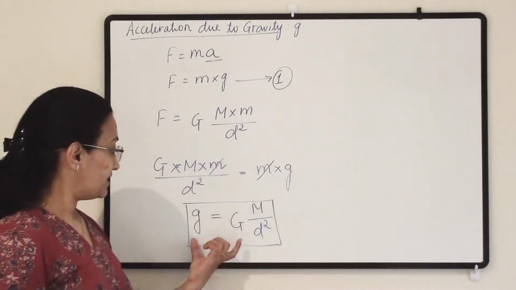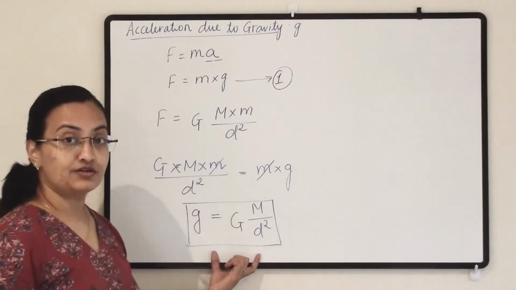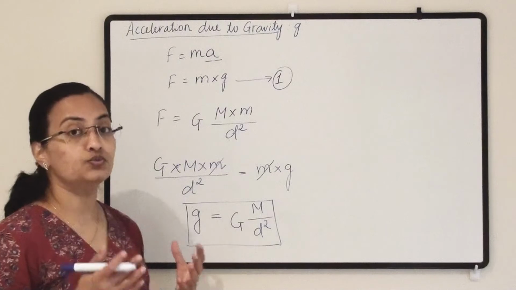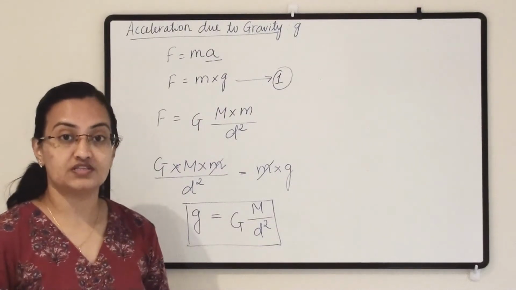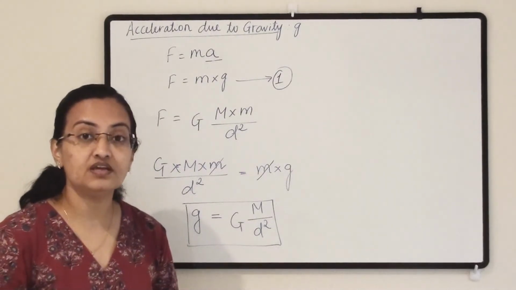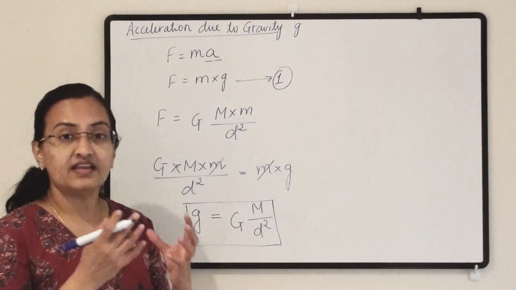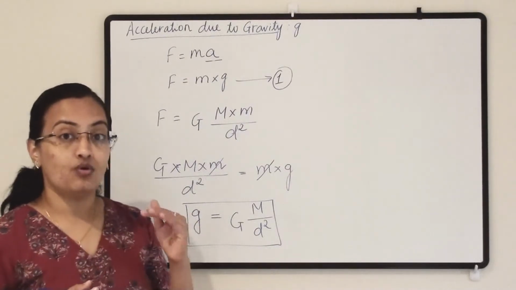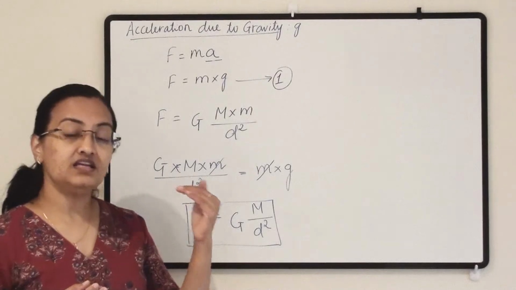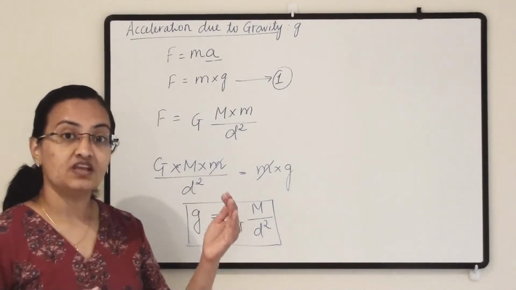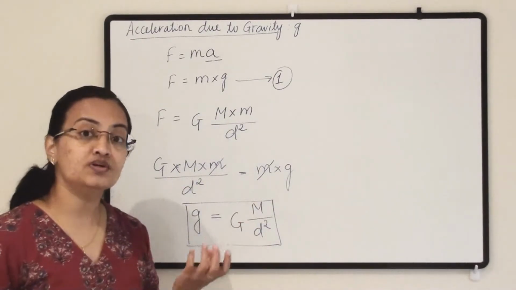Now, when we are calculating this acceleration due to gravity, the earth will come into the picture, because the gravitational pull will always be from the earth. So any object which is lying on the earth or near the surface of the earth is always getting attracted towards the earth.